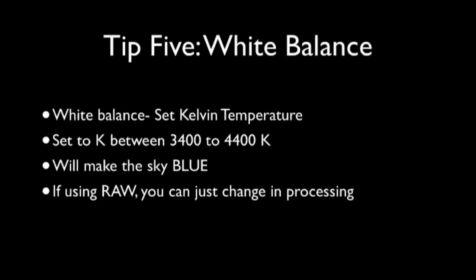And tip 5 is the white balance. So the white balance, the sky is actually kind of a yellowish brownish color. So I set the Kelvin temperatures around 3400 to 4400. So 4400 right at twilight is still very blue, but a couple hours after sunset, I'm down to 3400 to make it blue. Because it's not blue, I just like the look of it.